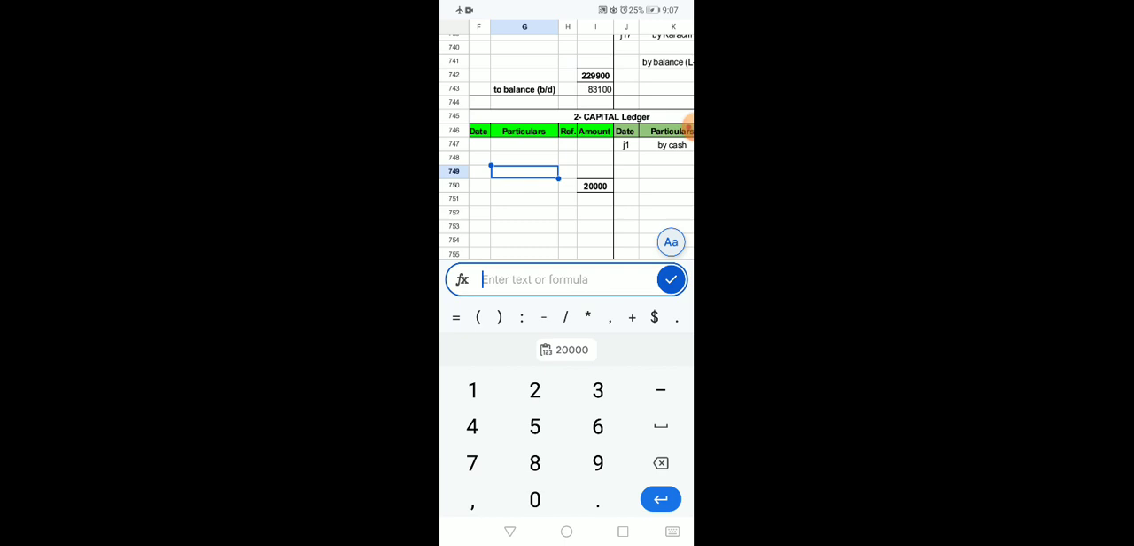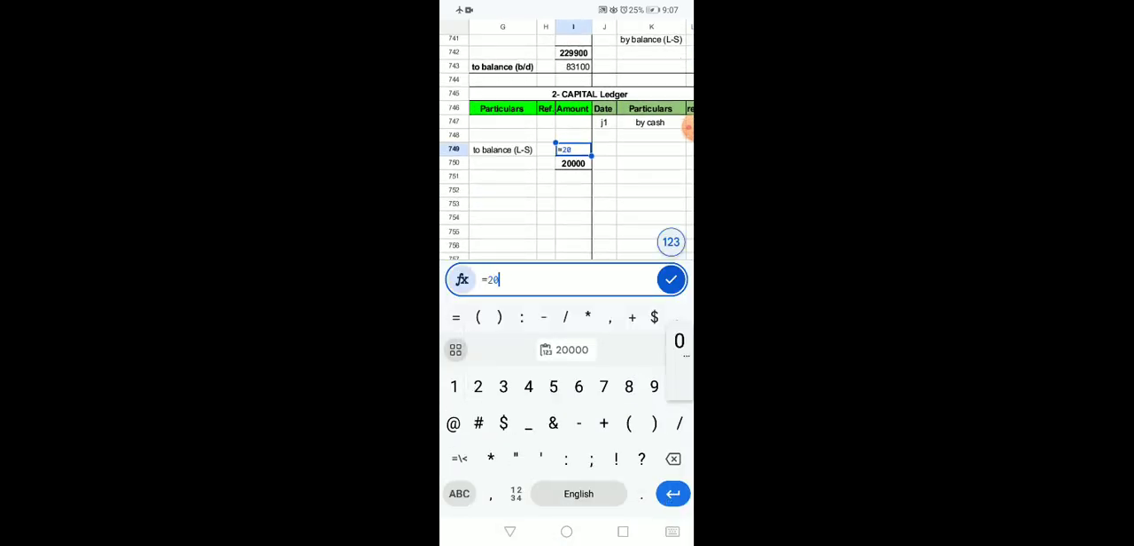Now you will choose the smaller side. Which side is smaller here? Total was 0, so it's the smaller side. On the smaller side you will write "to balance", and this is the initial balance. How will you calculate it? You will subtract the smaller total from the larger total.